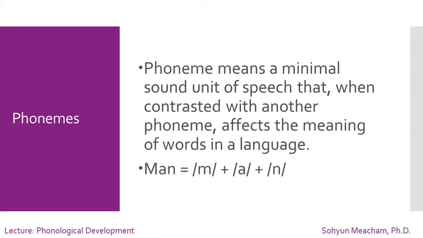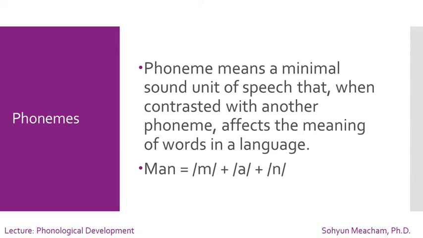Phoneme means a minimal sound unit of speech that, when contrasted with another phoneme, affects the meaning of words in a language. Man consists of 3 sound units, m, a, and n. In other words, there are 3 phonemes in man. Only one phoneme in man, m, is replaced with b. Then it becomes ban. It is a totally different word.